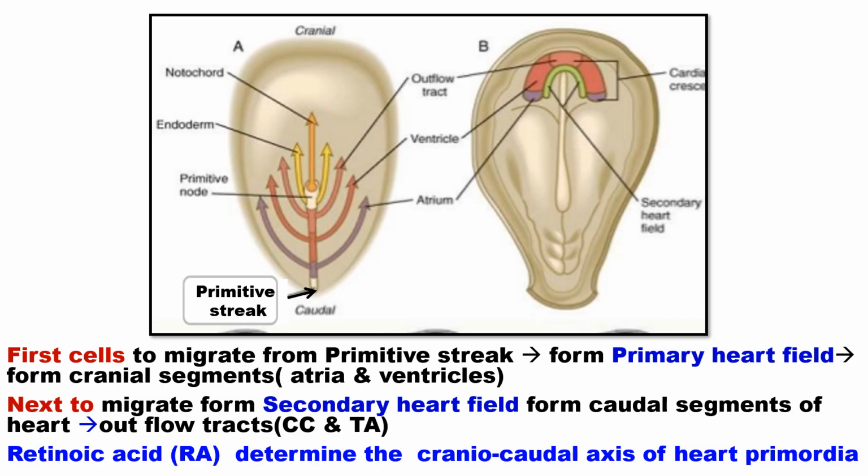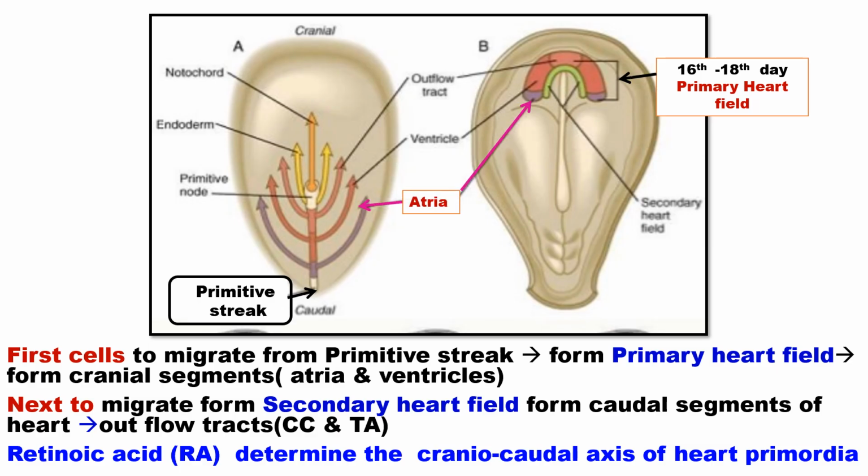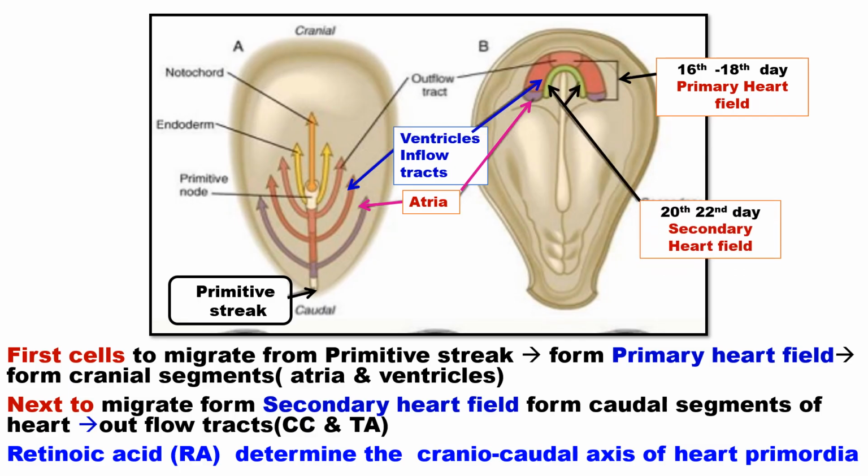The first cells to migrate from the primitive streak form the primary heart field. They form the cranial segments of the heart tube, that is the atria and the ventricles, mainly the inflow tracts. The next cells to migrate form the secondary heart field, which forms the caudal segments of the heart tube, the outflow tracts, conus cordis and truncus arteriosus.